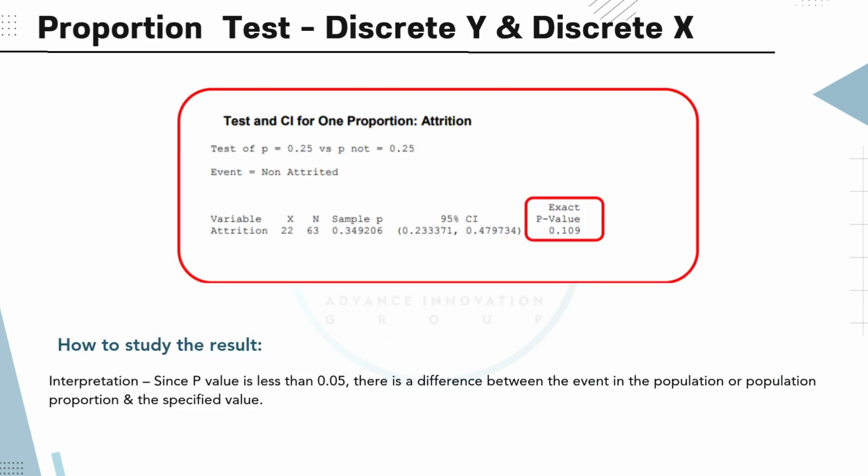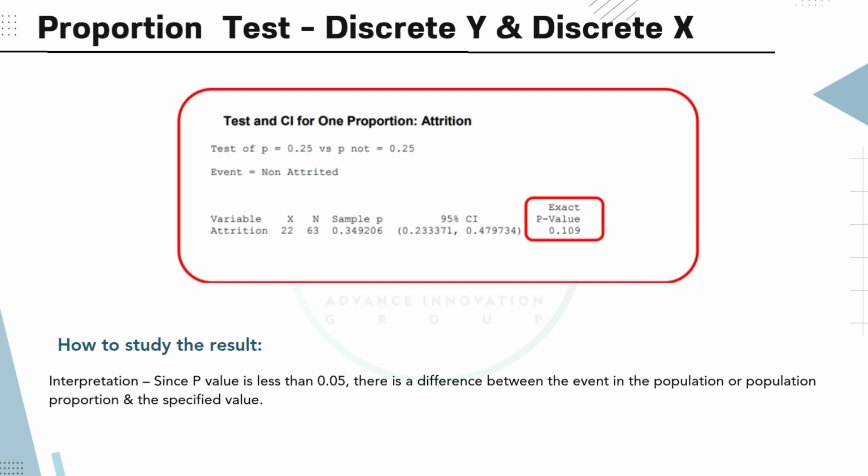Now let's look at how to interpret the result from the one proportion test in Minitab. In this example, we are testing whether the observed proportion of non-attrited individuals differs from the hypothesized value of 0.25. Here's what the output tells us. The sample proportion, sample P, is approximately 0.349. The 95% confidence interval ranges from 0.233 to 0.479. The p-value is 0.109. Now, the most critical element here is the p-value.